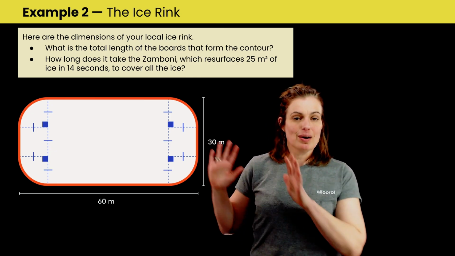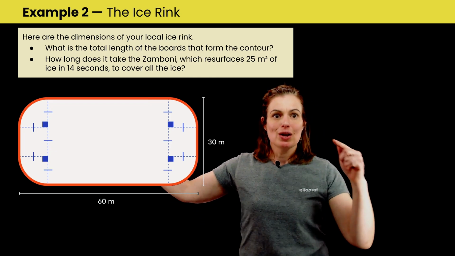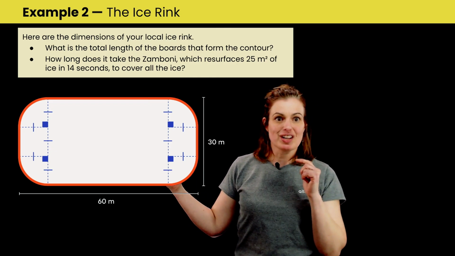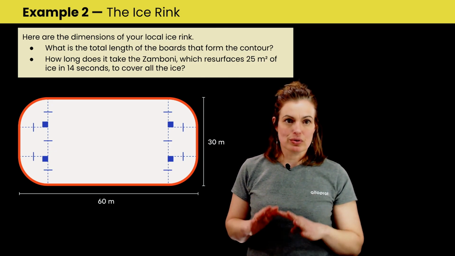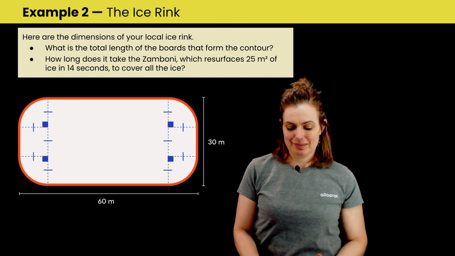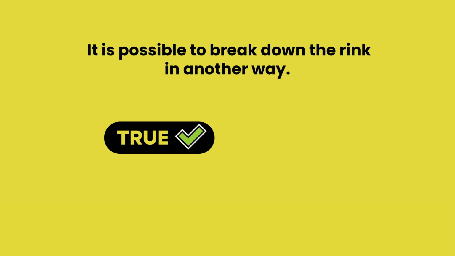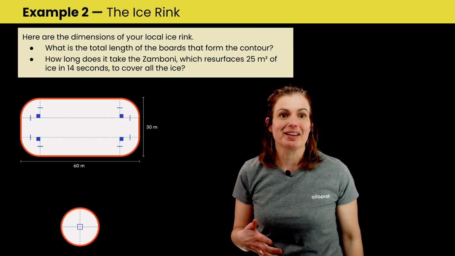So we've got our ice rink broken down here into one big rectangle in the middle, 2 little squares, 1 on each side, and 4 quarter circles. And I've got a question for you before we go any further than this. True or false? Is it possible to break down the rink in another way? The answer is true. Let's take a look at that.